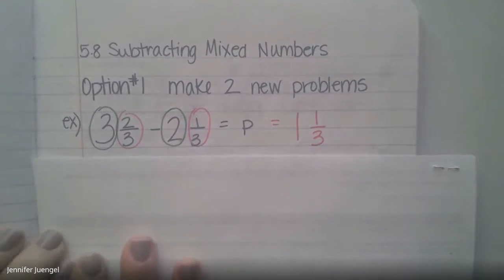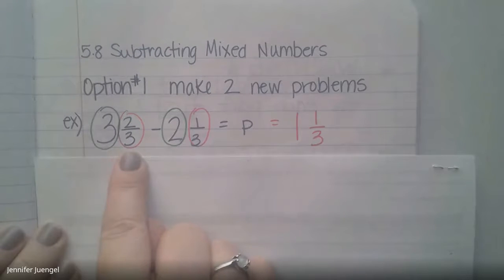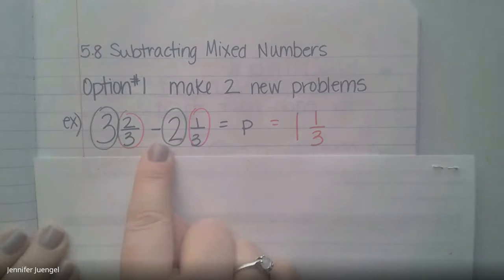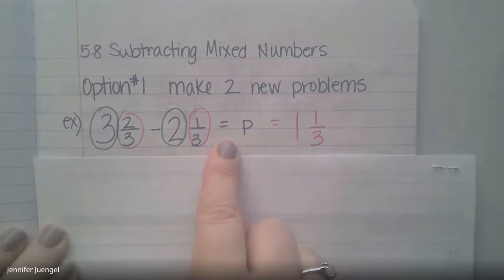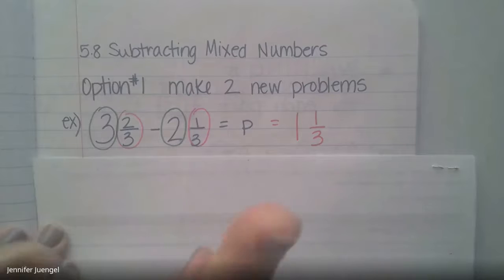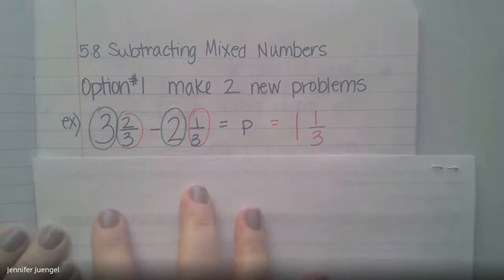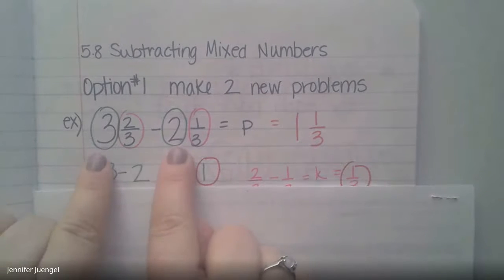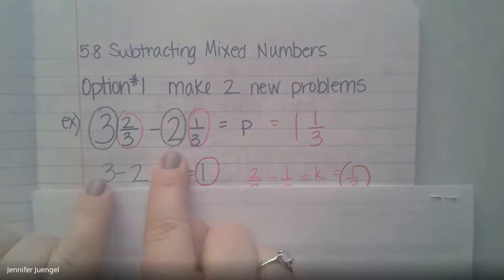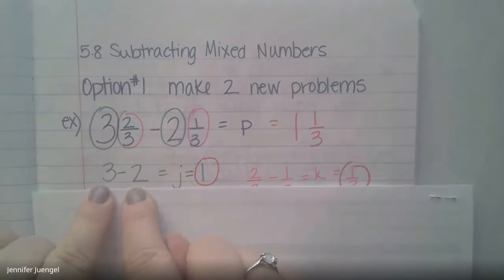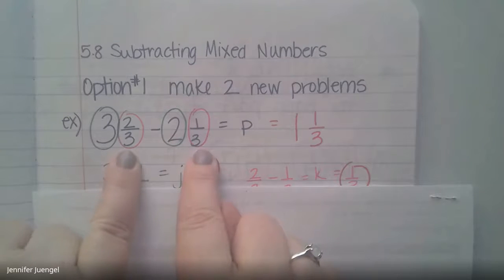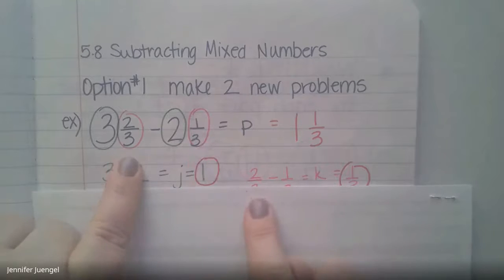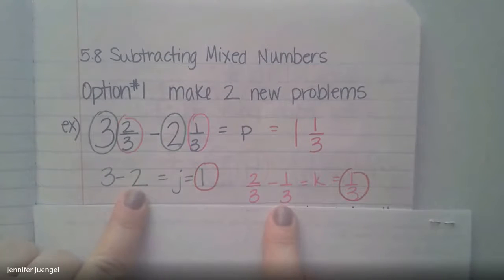Our original problem is 3 2/3 minus 2 1/3 equals P. Now our job is to create two smaller problems. Remember how we do that? First, we subtract the whole numbers, 3 minus 2. Then we subtract the fractions. Big number first, then little number, 2/3 minus 1/3.